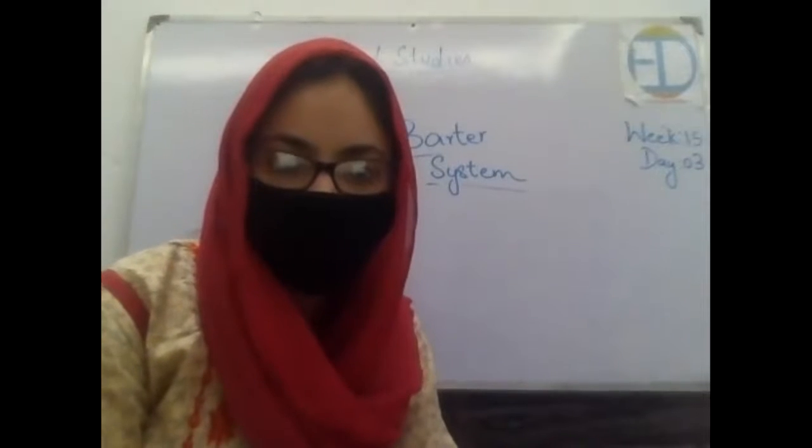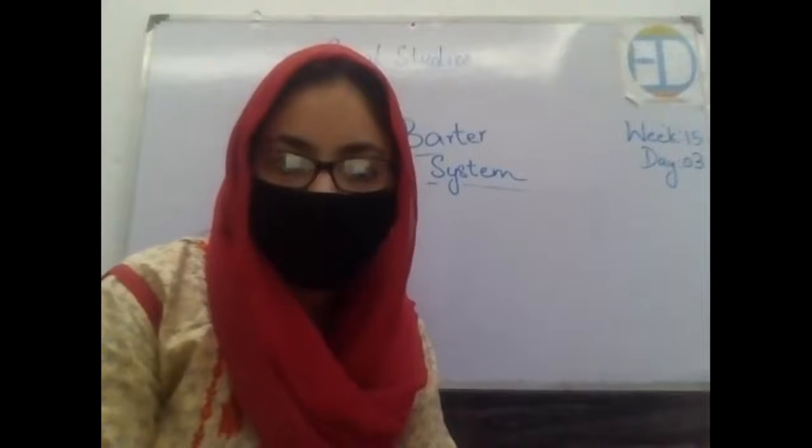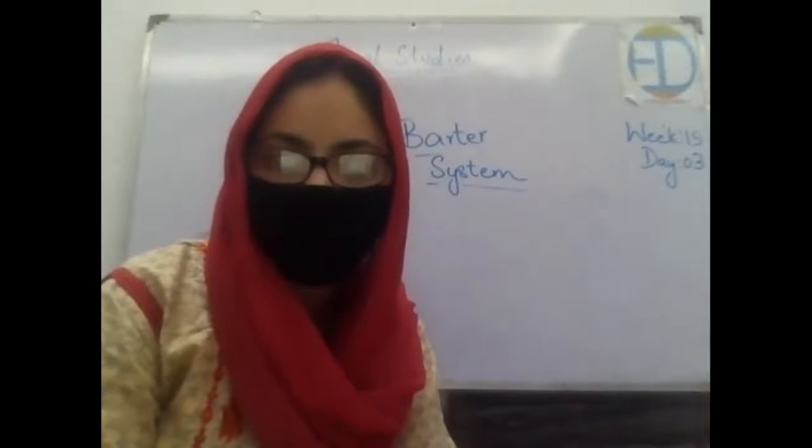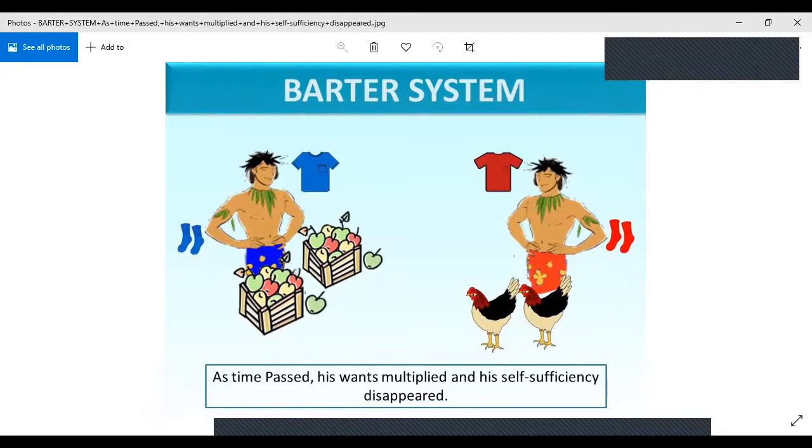Let me share the screen with you and show you different pictures of that so that it clarifies the idea for you. This is one of the pictures. See, barter system is, now this person has two carts of apples and this one has two hens. Now maybe this one does not need apples because he has some more carts of apples as well.